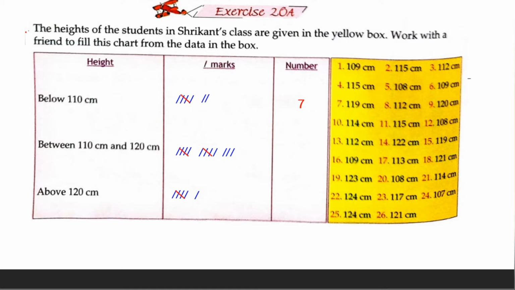So the total number of students who are below 110 centimeter is 5 plus 2, which is 7. Between 110 centimeter and 120 centimeter is 5, 5, 10 plus 3, which is 13 students. And above 120 centimeter is 5 plus 1, which is 6.